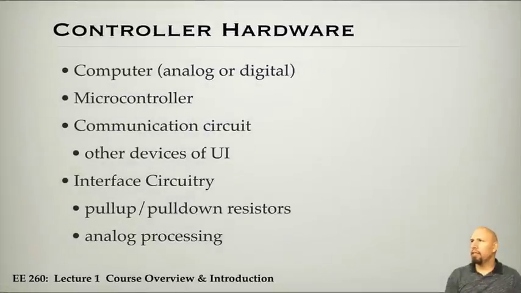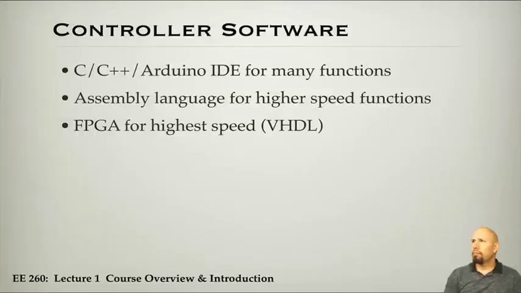That's the user interface. The controller hardware can be of a number of forms. It can be a computer, a microcontroller. It may involve communication circuitry, interface circuitry. It may also involve some amount of analog processing. The intelligence in the system is coded into the system. It doesn't appear by random chance. It needs to be intentionally put in, intelligently assigned to the system.